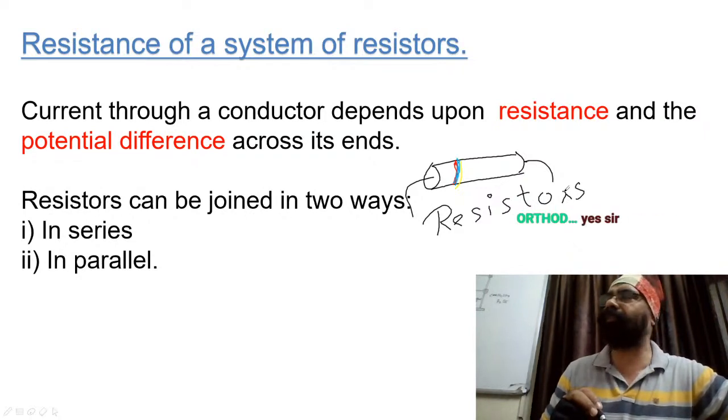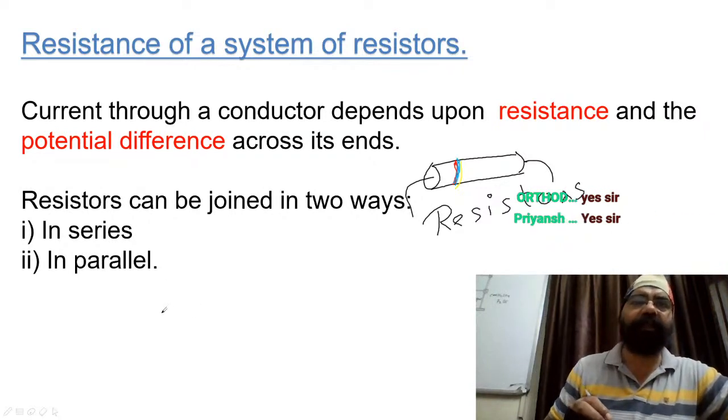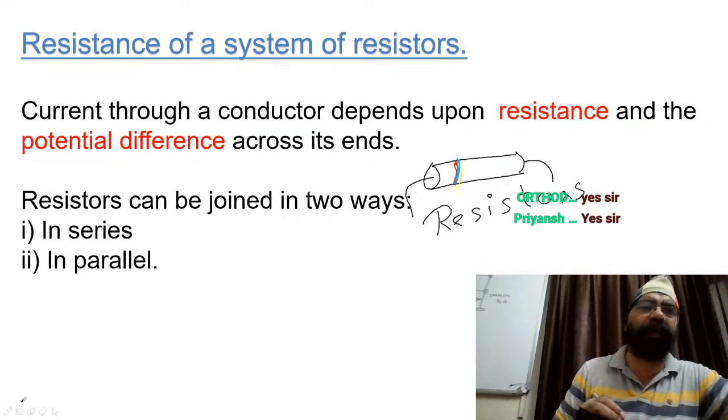The potential difference is 220 volts, right? And if resistors are put in, then the amount of current flowing into that particular equipment can be reduced. Now, resistors can be combined in two ways.